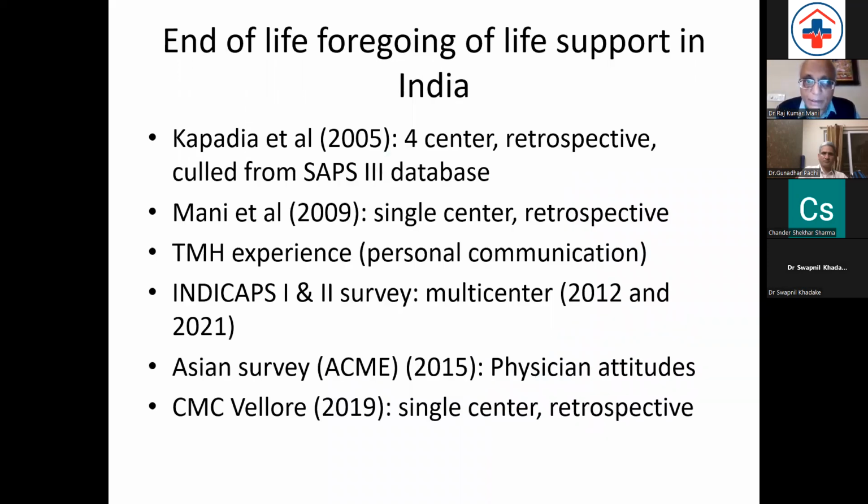So what is happening in India? End of life care, foregoing of life support in India. We have the following publications. So you can see the list: Kapadia et al. in 2005, Mani et al., my team in 2009, Tata Memorial Hospital experience, which is a personal communication, and then the INDICAPS 1 and 2 survey, which was conducted by the ISCCM under the leadership of Jigeeshu Divatia, multi-center observational studies, then the Asian survey, ACME, multi-national observational studies of physician attitudes, and the CMC Vellore study in 2019, a single center retrospective study.